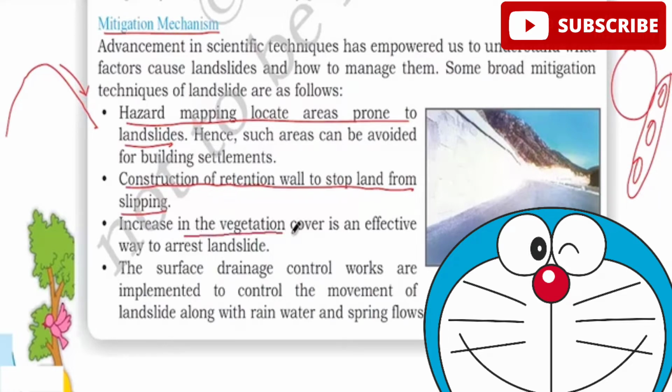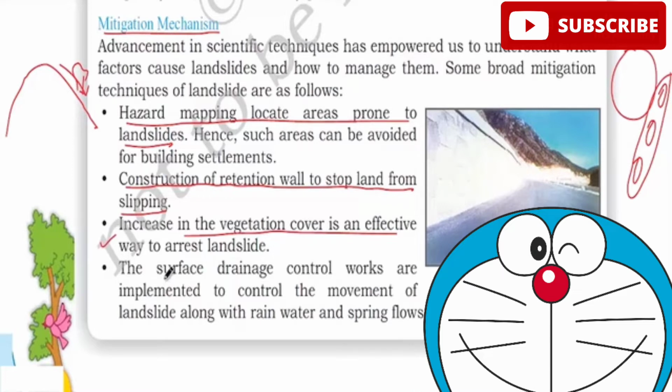Increase in the vegetation cover. It is usually believed that whenever you have vegetation cover, that is trees and all, whenever you grow trees, trees usually prevent the rocks and other things to move beyond. So that will also help you.